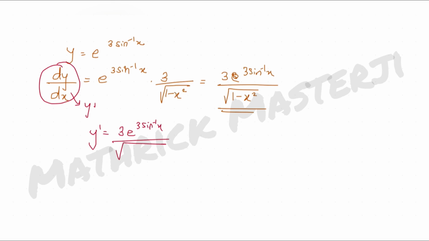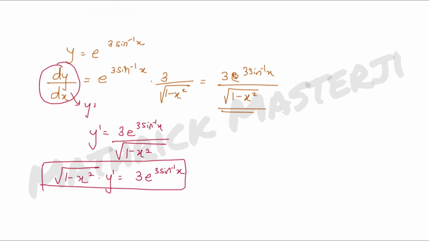If I take this root of 1 minus x square to the other side, I get root of 1 minus x square into y dash is equal to 3 e raised to 3 sine inverse x. Now, I'll further take the derivative because I need to find the second derivative of this expression. If I have to further differentiate this, I know the idea. So let's take a new page first.